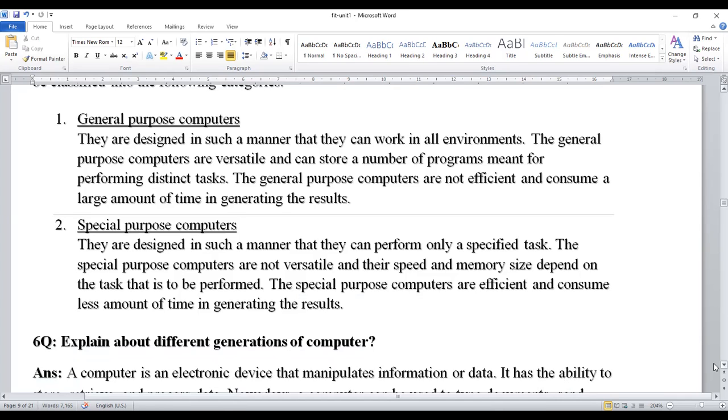Special purpose computers are designed in such a manner that they can perform only a specified task. The special purpose computers are not versatile and their speed and memory size depend on the task that is to be performed.